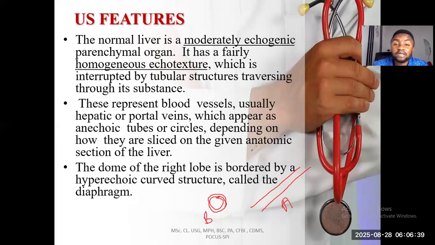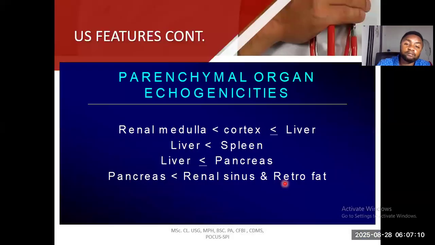So it's not that if you see the liver and you see a circular thing inside, then you say, oh, this is a cyst. Please, just tilt your probe. Stand sagittally. You will see that it is a tubular structure, not a cyst. Take note of that. It's very important. All right. So the dome of the right lobe is bordered by a hyperechogenic curved structure called what? The diaphragm. We all know the diaphragm, right?